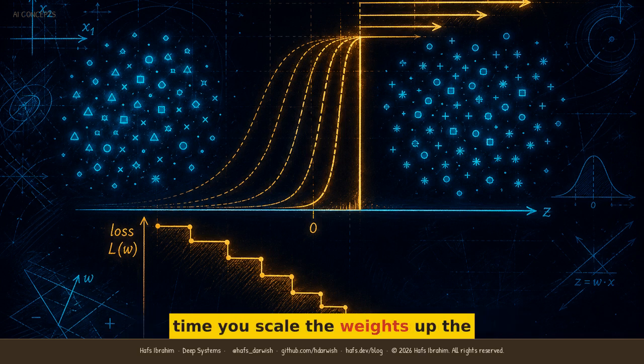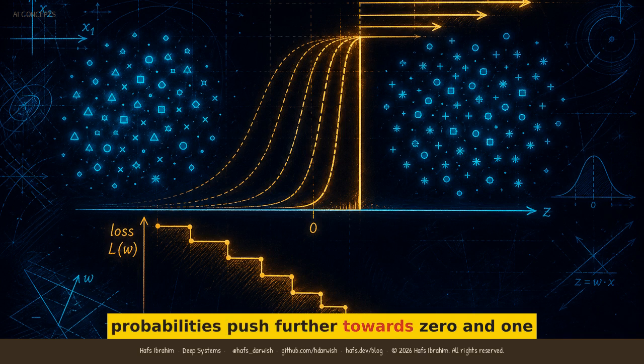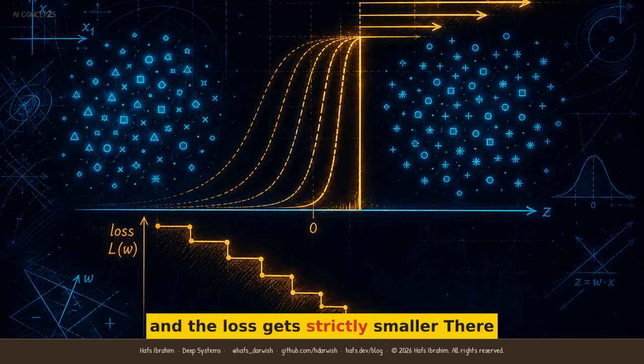Every time you scale the weights up, the probabilities push further towards 0 and 1, and the loss gets strictly smaller. There is no bottom. Your coefficients run off towards infinity, and the only thing that stops them is the iteration limit. The model looks spectacular in training and its confidence is entirely manufactured.